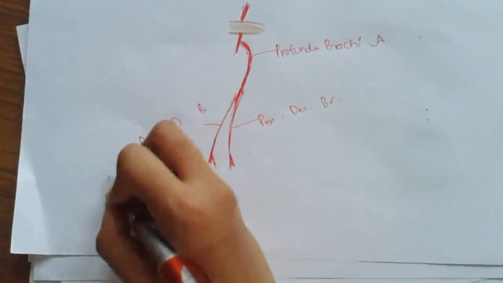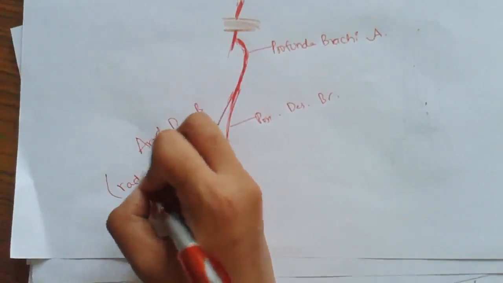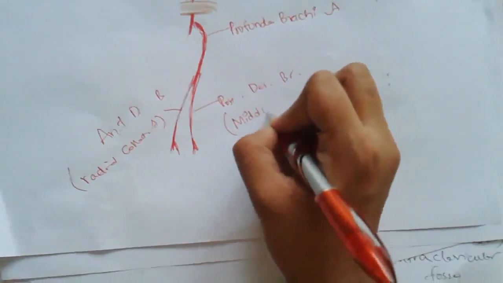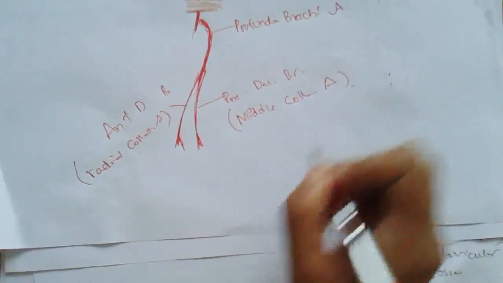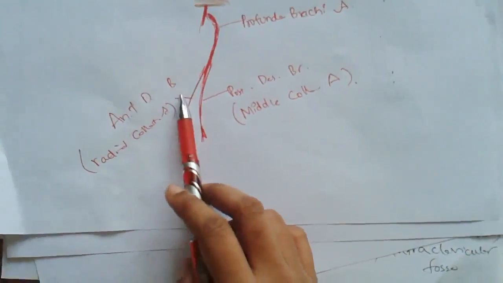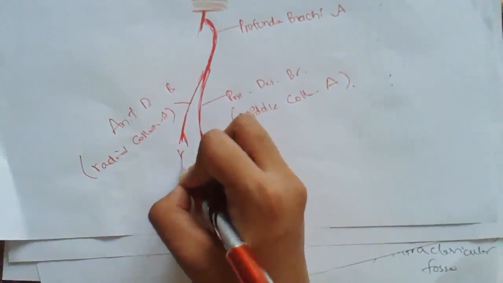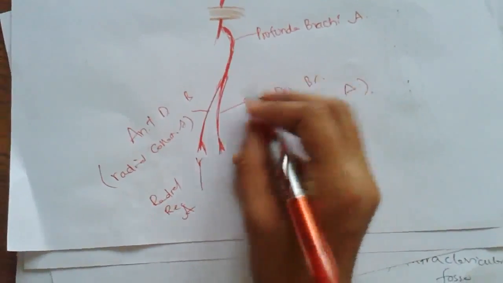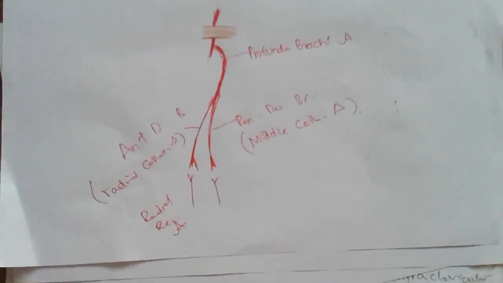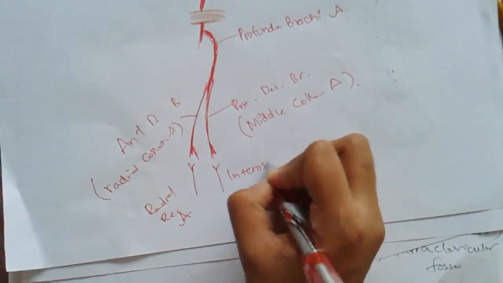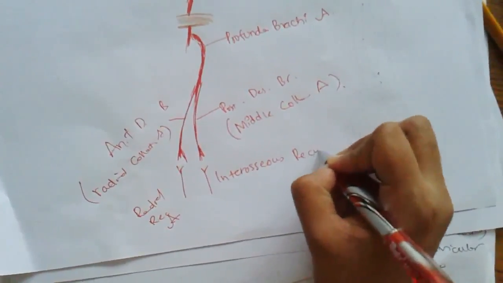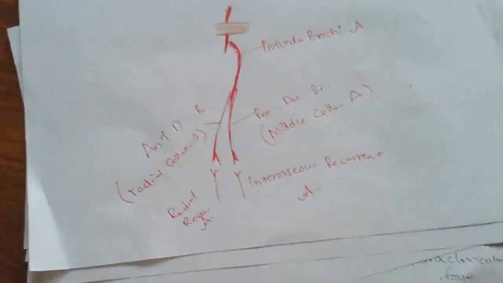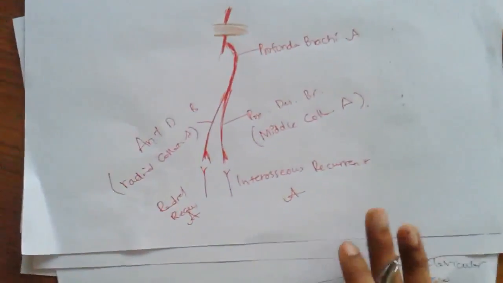Okay. Anterior descending branch is also called as radial collateral artery. Posterior descending branch is also called as middle collateral artery. Okay, this anterior descending branch anastomoses with radial recurrent artery, and this posterior descending branch anastomoses with interosseous recurrent artery. All these are the branches which you will be dealing in your next lecture. So this is the profunda brachii artery.